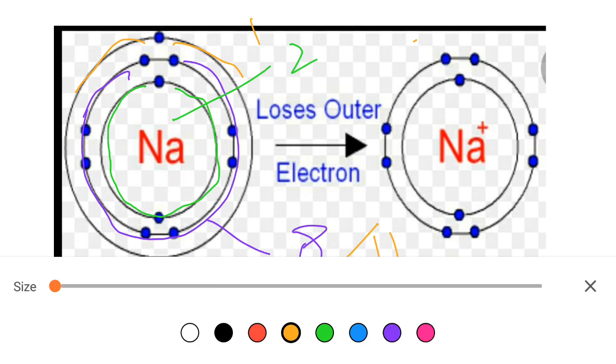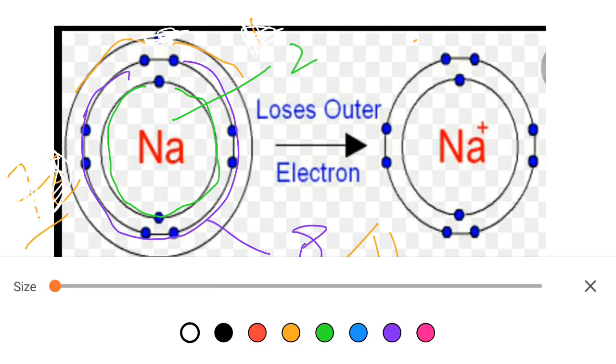So to become a stable species, it has to lose 1 electron, and the electron it is going to lose is the outermost one. In the outermost orbit, it must contain 8 electrons. It already has 1, but it would have to gain 7 electrons to become stable. Sorry, but to gain 7 electrons is very difficult. So what will it do? It will lose that electron.